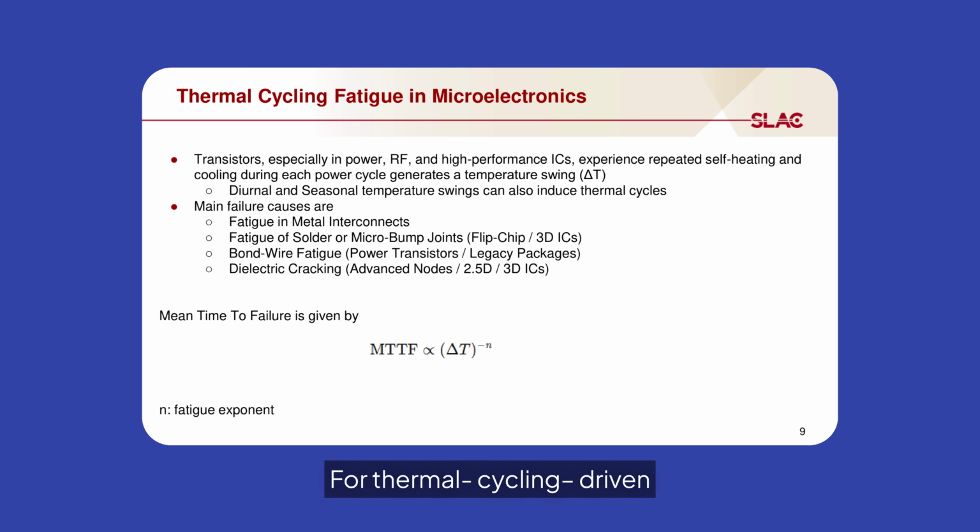For thermal cycling-driven failures, the mean time to failure is commonly described by the Coffin-Manson relationship, a power law model in which lifetime decreases with increasing temperature swing. In this model, the exponent n represents the fatigue sensitivity of the material and interconnect geometry.